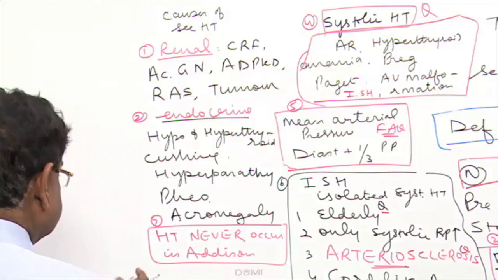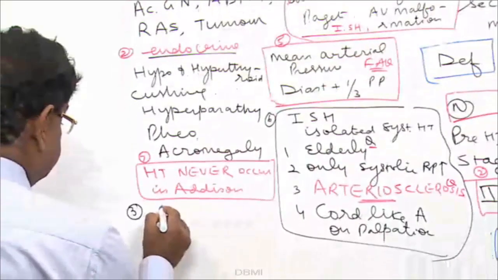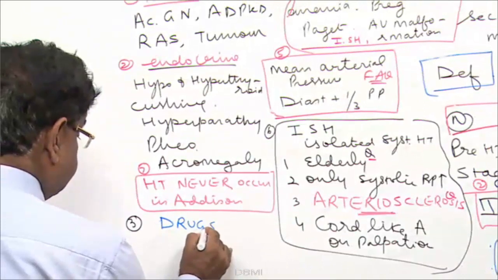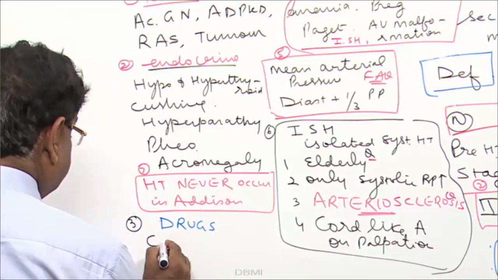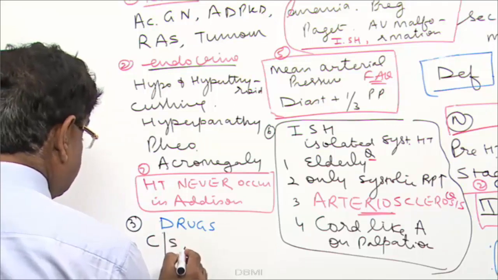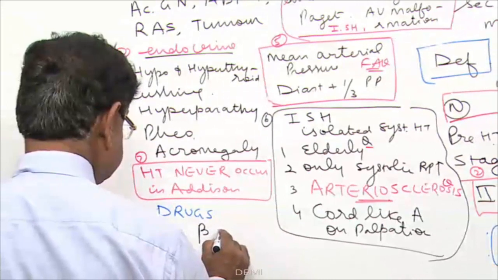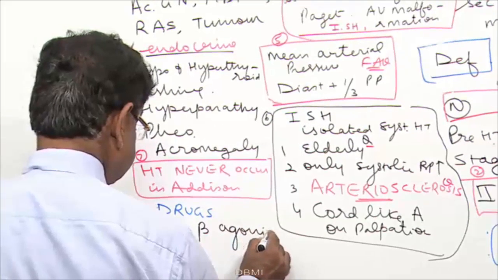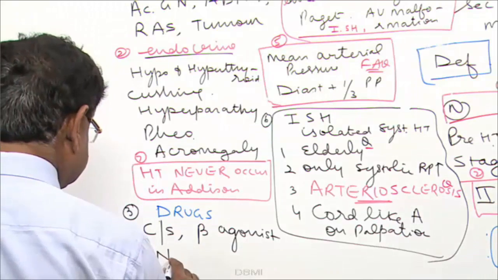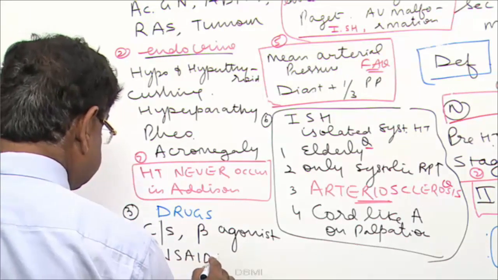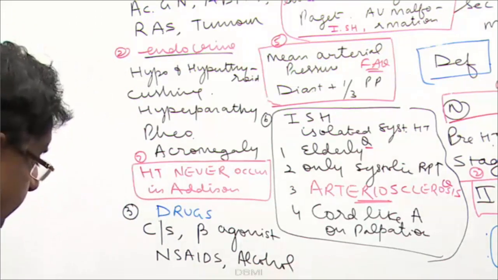Then we talk about certain drugs which can induce hypertension. The drugs include corticosteroids, beta agonists, NSAIDs, non-steroidal anti-inflammatory drugs, and alcohol. These are some of the important drugs which can lead to hypertension.